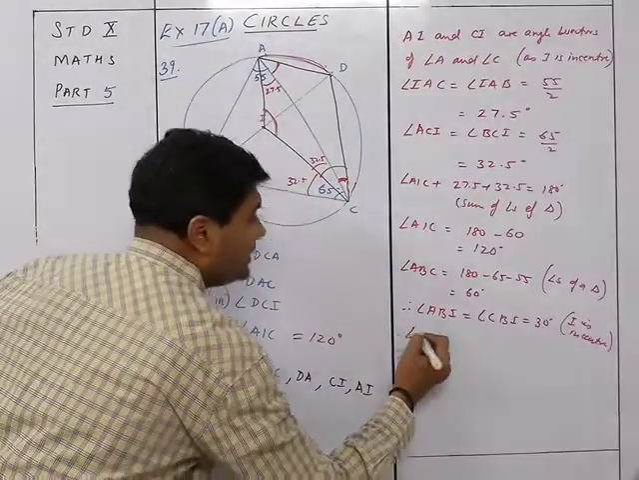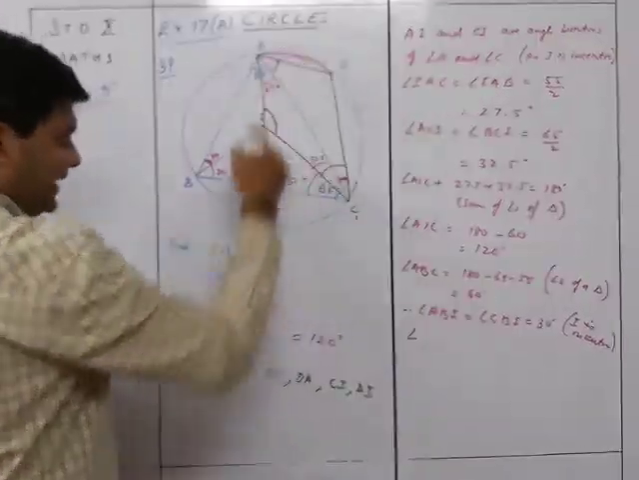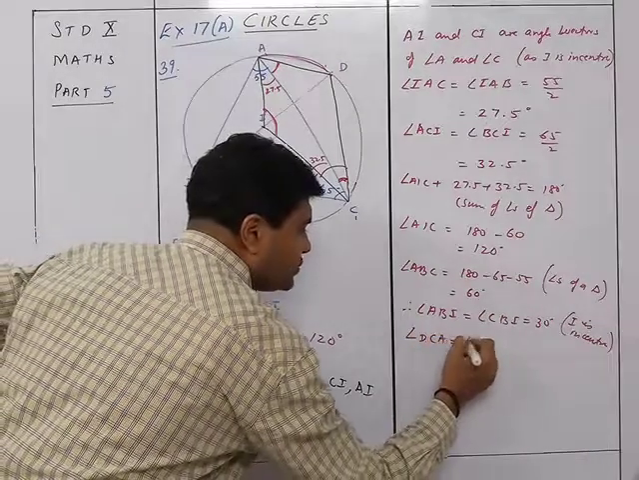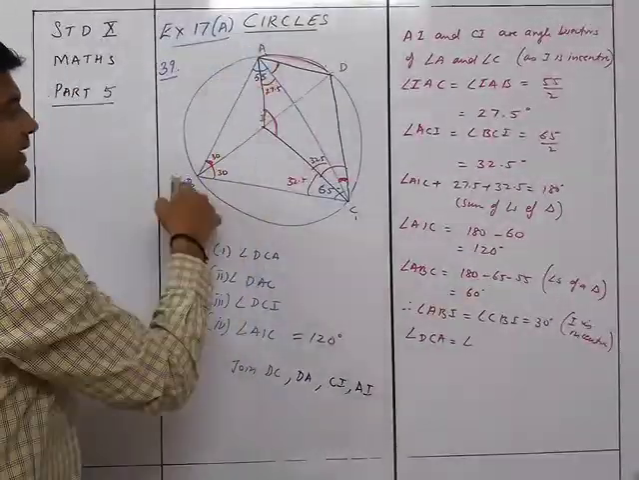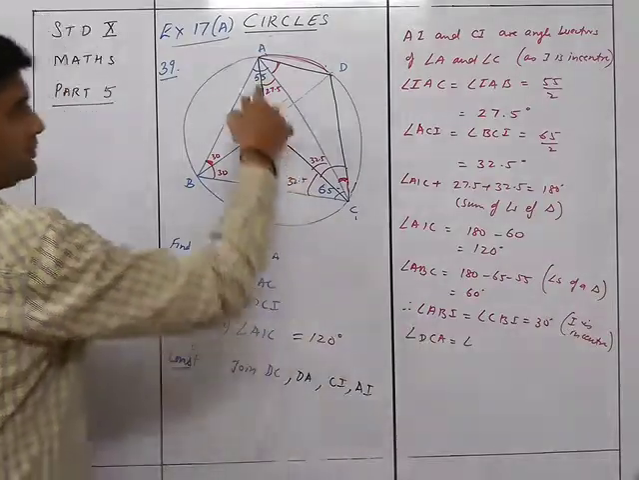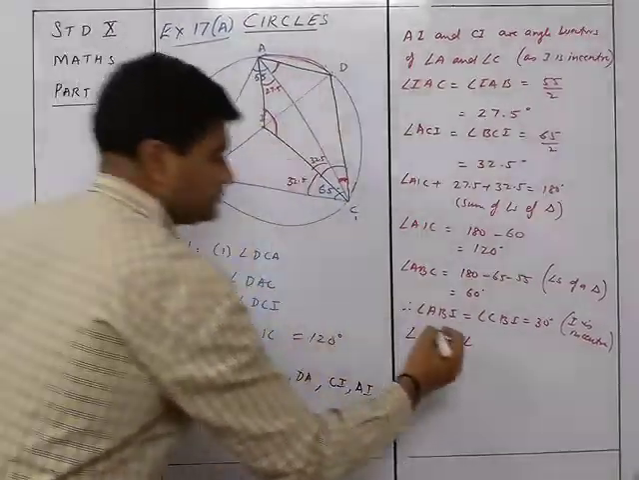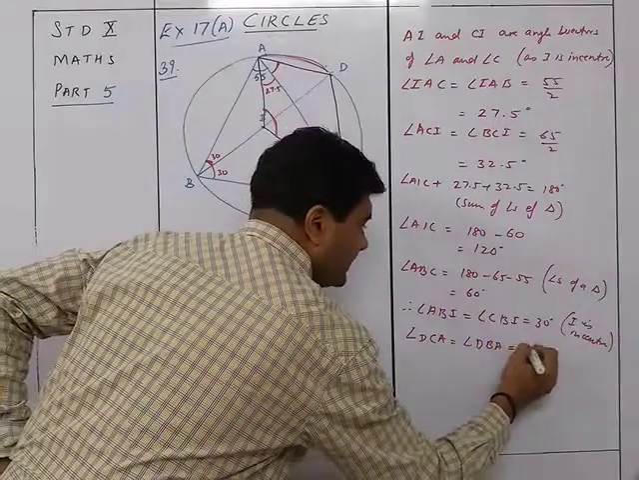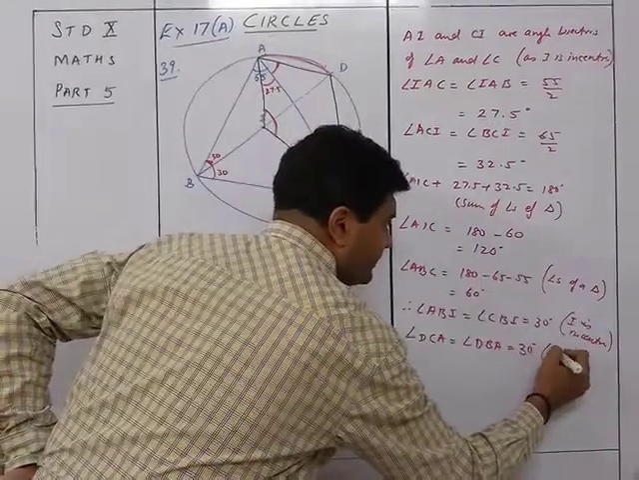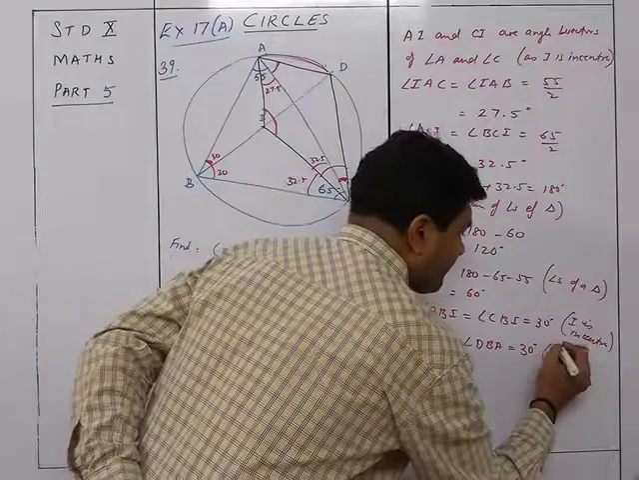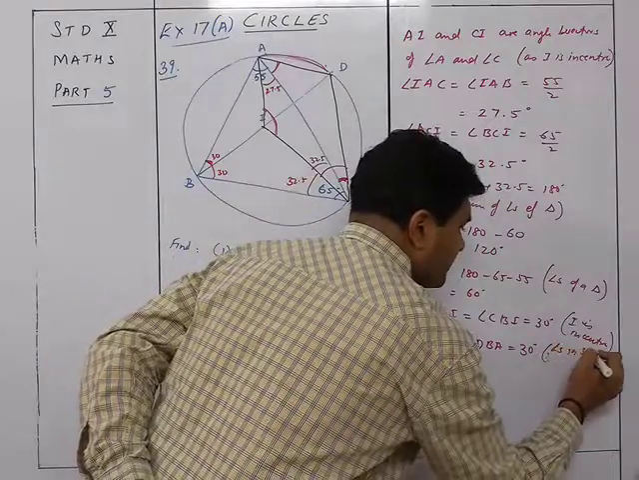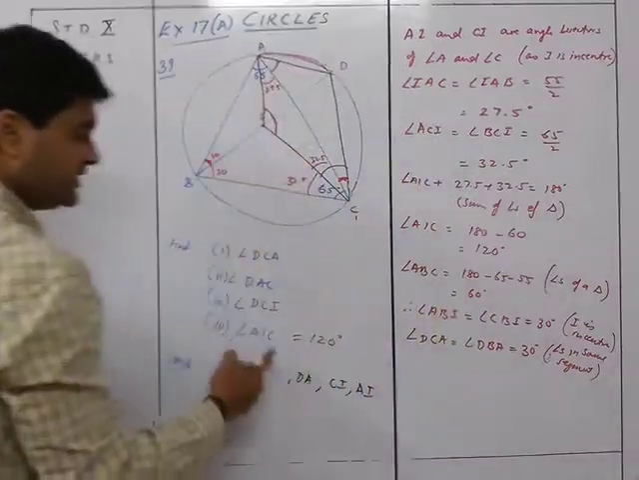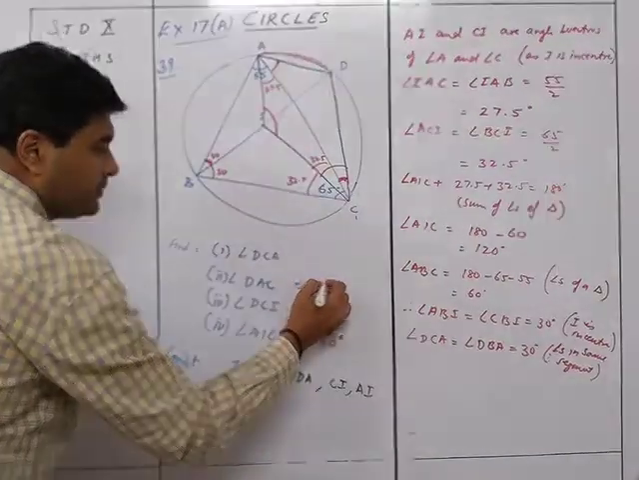So angle DCA, that is what we need to find out over here. Angle DCA is equal to angle ABD, DBA, is equal to 30 degrees. Same angle in the same segment. Okay, so this is 30 degrees.